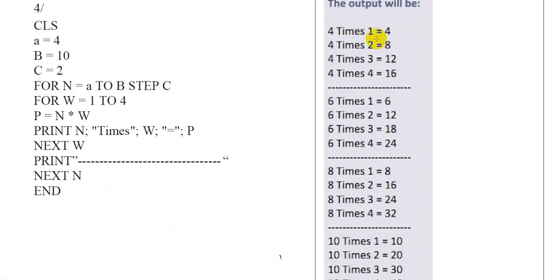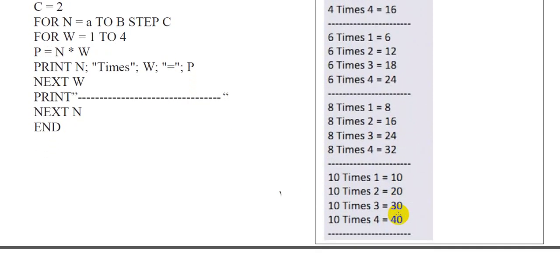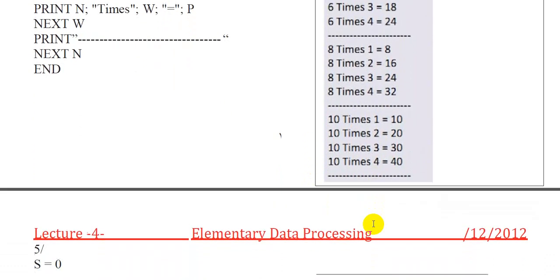That will be the following case: 4 times 1 equals 4, and 4 times 2 equals 8, and 4 times 3 equals 12, and 4 times 4 equals 16 in this case. 6 times 1 equals 6, 6 times 2 equals 12, 6 times 3 equals 18, and 6 by 4 equals 24, and 8 times 1 equals 8, 8 by 2 equals 16, 8 by 3 equals 24, and 8 by 4 equals 32, and so on. As well as here for 10: 10 by 1 equals 10, 10 by 2 equals 20, 10 by 3 equals 30, as well as 10 by 4 equals 40 in the same manner.